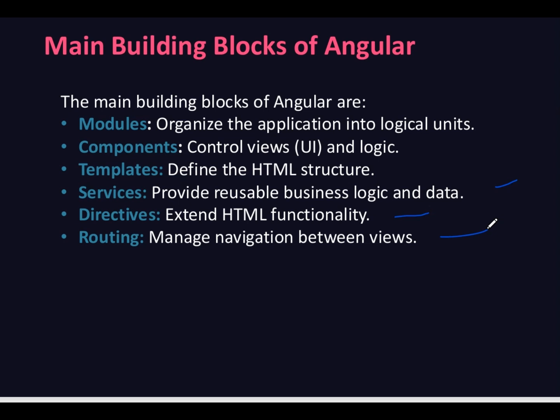Remember, there are 5 main building blocks. Quickly we recall them. Module is the collection of different components, the collection of control, UI and logic. Template file is the collection of HTML structure. Service is where we write our main business logic. Directive helps to extend HTML functionality. Routing helps navigation from one component to another component.